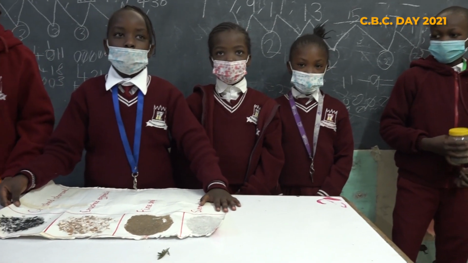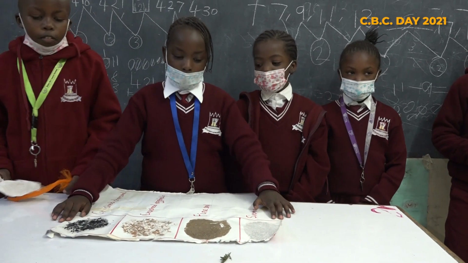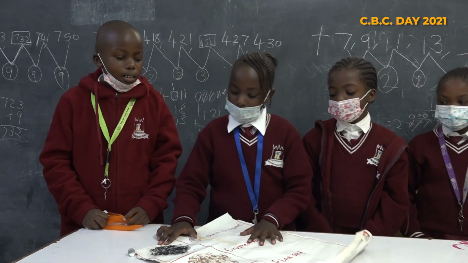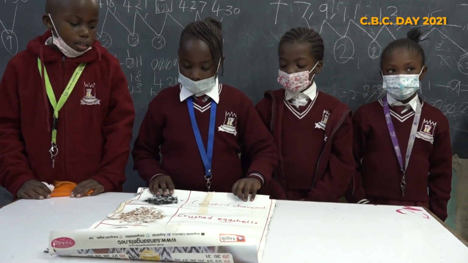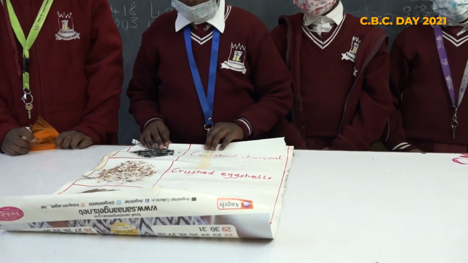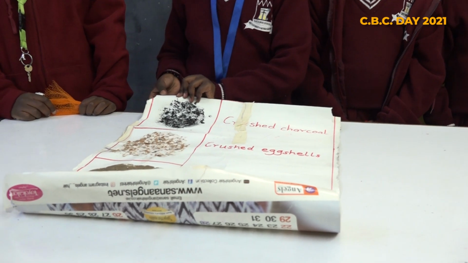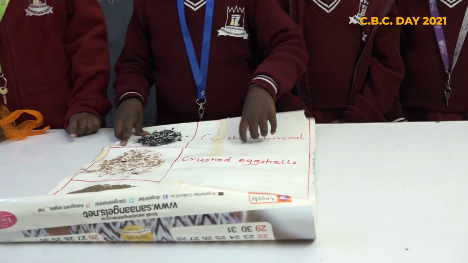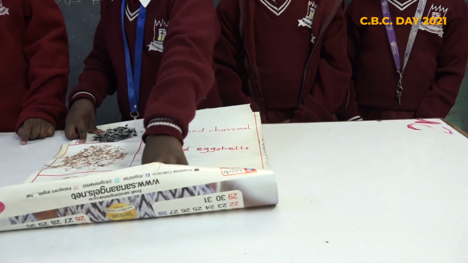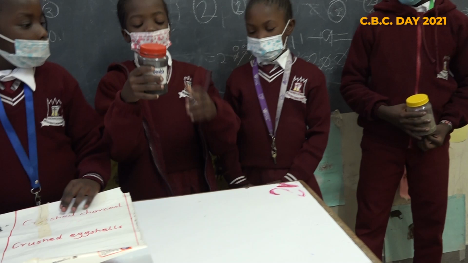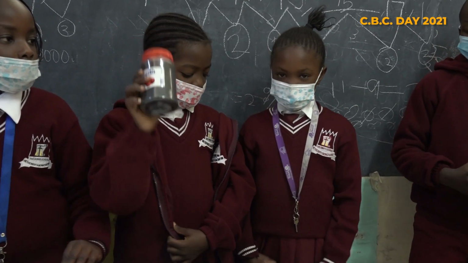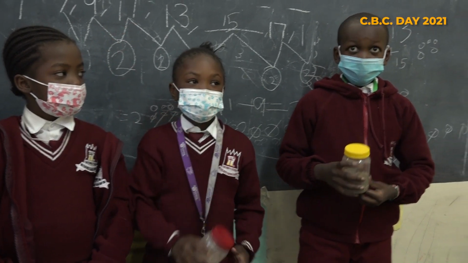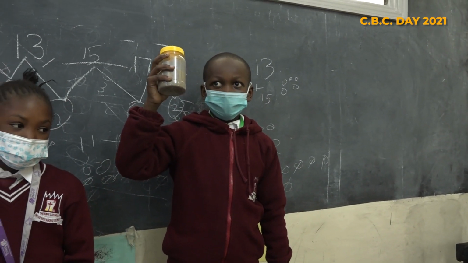Improvised materials for cleaning utensils. If you don't have a sponge, you can use a piece of cloth and a piece of net. Improvised materials are crushed charcoal, crushed eggshells, fine sand, sieved ash. If you don't have a steel wool, you can use crushed charcoal. If you don't have a steel wool, you can use crushed eggshells. If you don't have a steel wool, you can use fine sand.